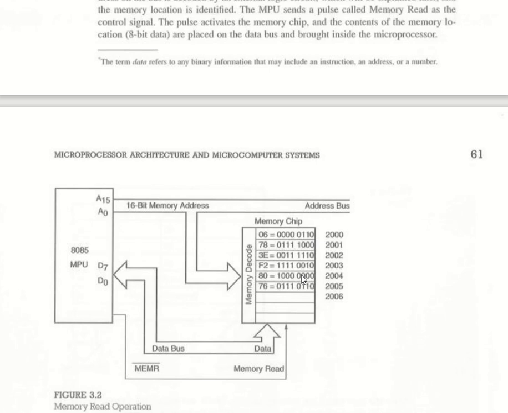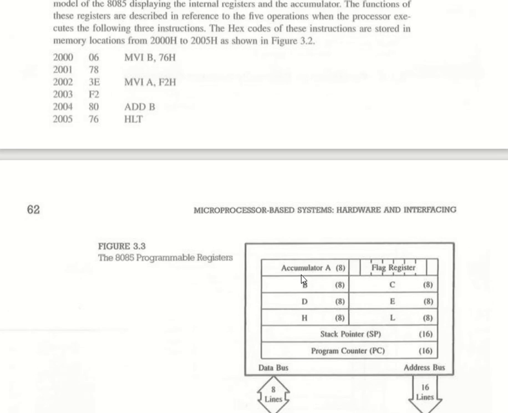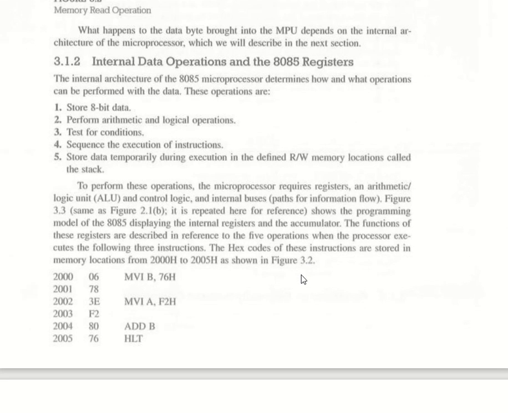So what happens to the data byte brought into the microprocessing unit depends on the internal architecture of the microprocessor, right? And we will see that internal architecture in upcoming lectures as we understand the microprocessor. Now let's see how the data operates internally.